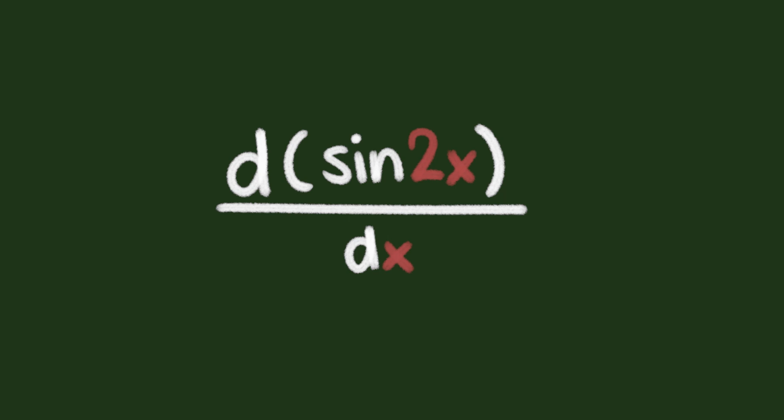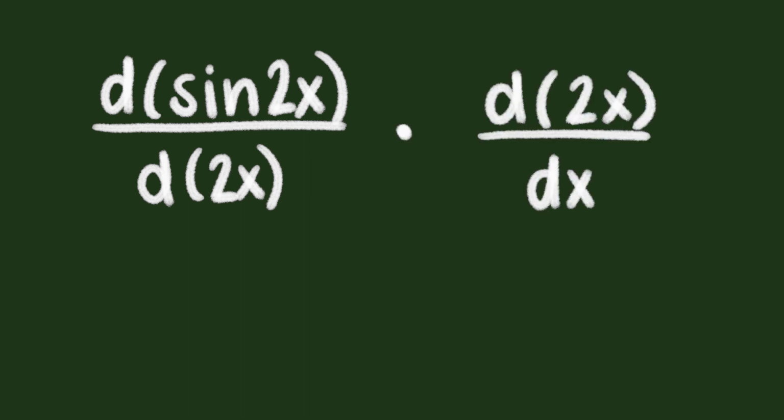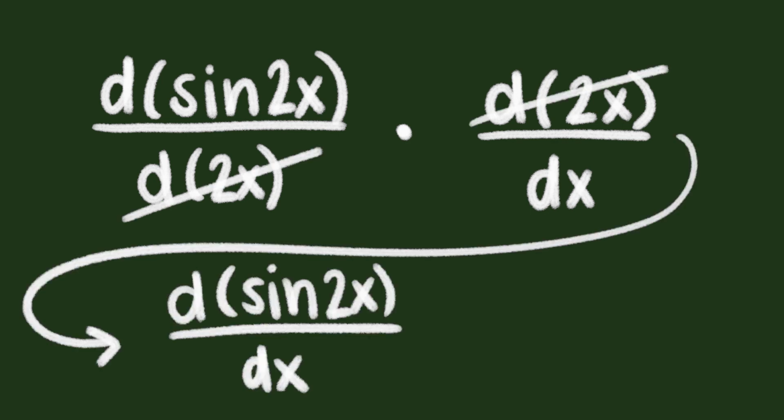Basically, you manipulate the derivative into becoming solvable without really affecting the derivative at all. By putting the d sine 2x over d2x, it becomes solvable. However, in order for the overall derivative to not be affected, you need to multiply this by d2x over dx. Then if you simplify this, you can see that the d2x cancels out and you're back to the original derivative.